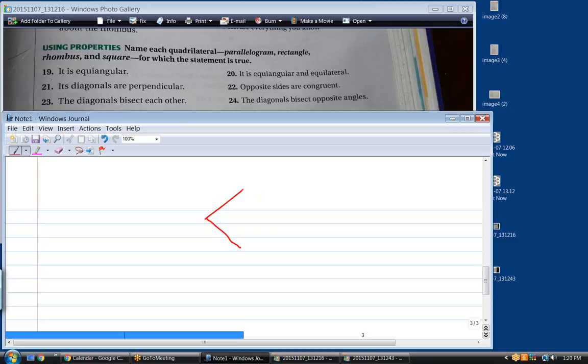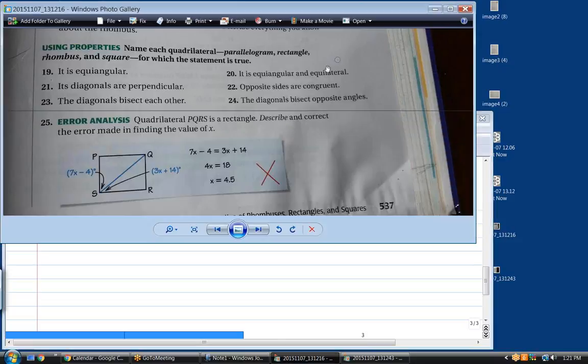You've studied kites, right? For a kite, one of the diagonals is bisected, but the other one is not. That's equal to that, but that is not equal to that. So that answers 23? Yes. And then 24.